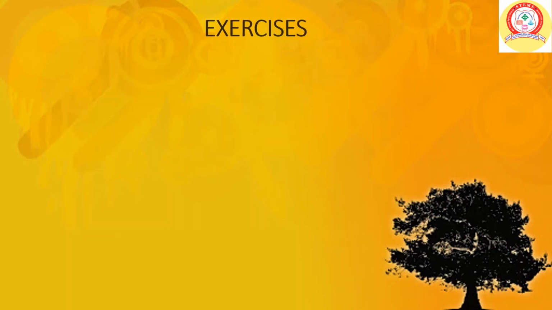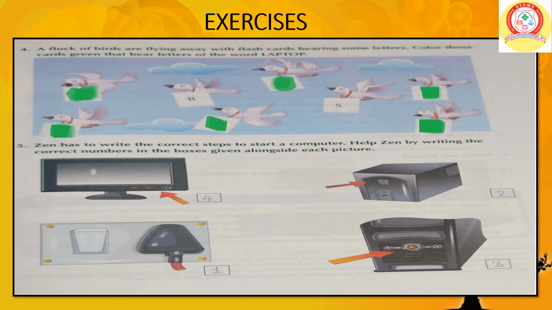Page number 15. There is a question number 4. A flock of birds are flying away with flashcards bearing some letters. Color those cards green that bear letters of the word laptop. So what you have to do, children, you have to see the alphabet and color that alphabet. So laptop is L, A, P, T, O, P. You have to color the L with the green color, then A again with the green color, T again with green color, then P, then again O, P. So like this you will color it and make the word laptop.